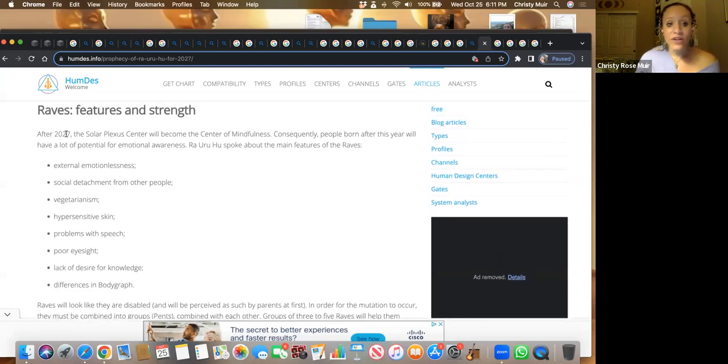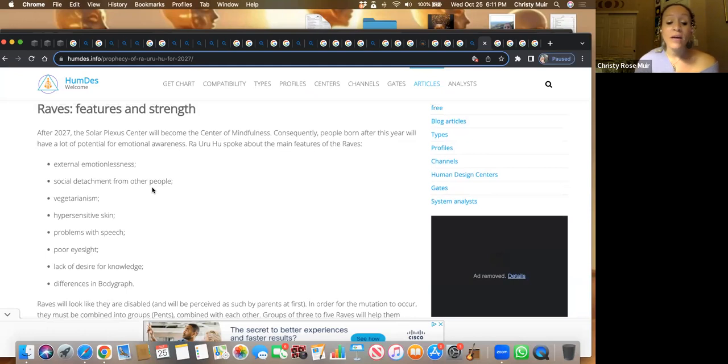Ra says that the rave, like I said, the solar plexus center will become a center of mindfulness. So it's becoming an awareness center instead of a motor. And that people after this year, they will have a lot of potential for emotional awareness. But instead of being human beings, as we know ourselves now, Ra says they'll be called raves. They will be externally emotionless. They will be socially detached from other people. They will be vegetarians. They will have hypersensitive skin, problems with speech, poor eyesight, a lack of desire for knowledge.